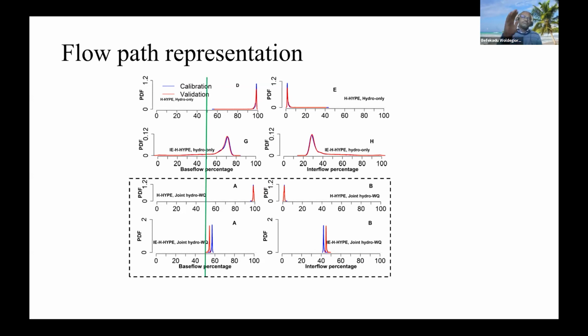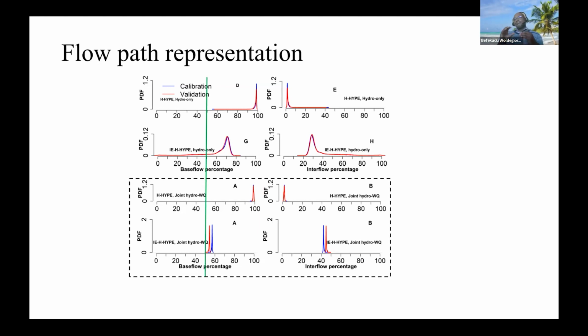So the message from this comparison is, for a better flow path representation, we need to have a robust numerical scheme, and constraining the hydrological calibration with joint inference of hydrological and biogeochemical model parameters further improves the groundwater contribution when a robust numerical scheme is used.